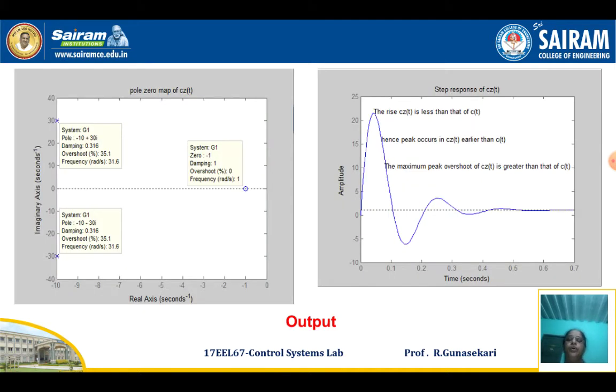Now for that particular program, you can see the output. The pole-zero map shows two poles, minus 10 minus 30i and minus 10 plus 30i, and the zero for the particular second-order system. On the right-hand side, you can see the waveform of time versus amplitude. We can get the rise time, peak time, and maximum overshoot. Like that, we have to get the output by running that program.